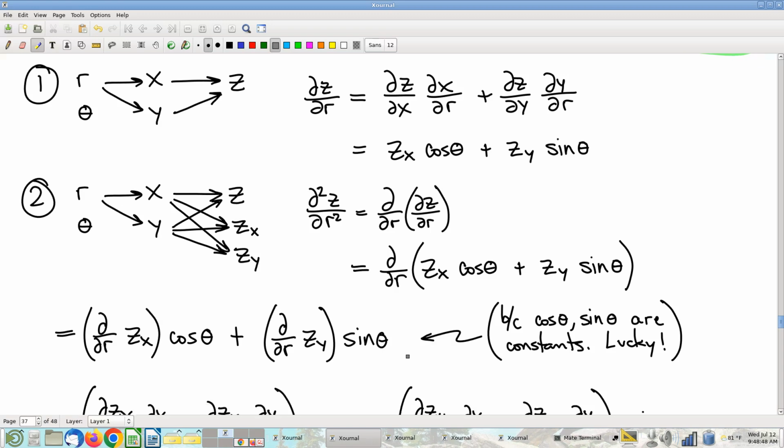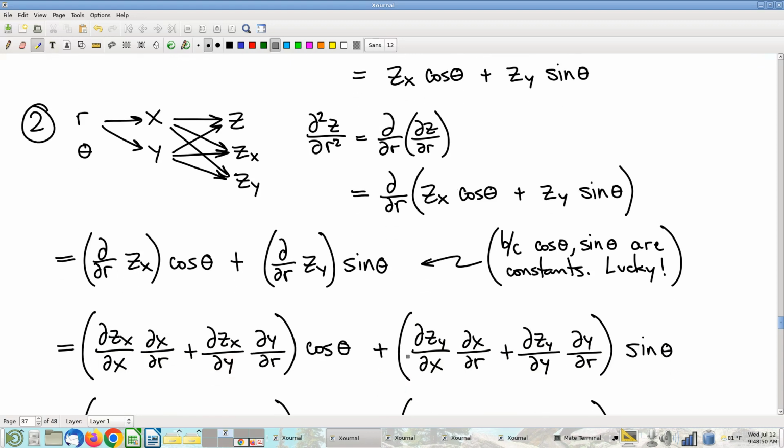Okay. So now, how am I going to deal now with this thing? Partial of zx with respect to r. Well, as planned, to answer this question, I need it on the diagram, and as planned, zx is now on my diagram. There it is. There's zx. Taking its partial with respect to r being also on our diagram right there.